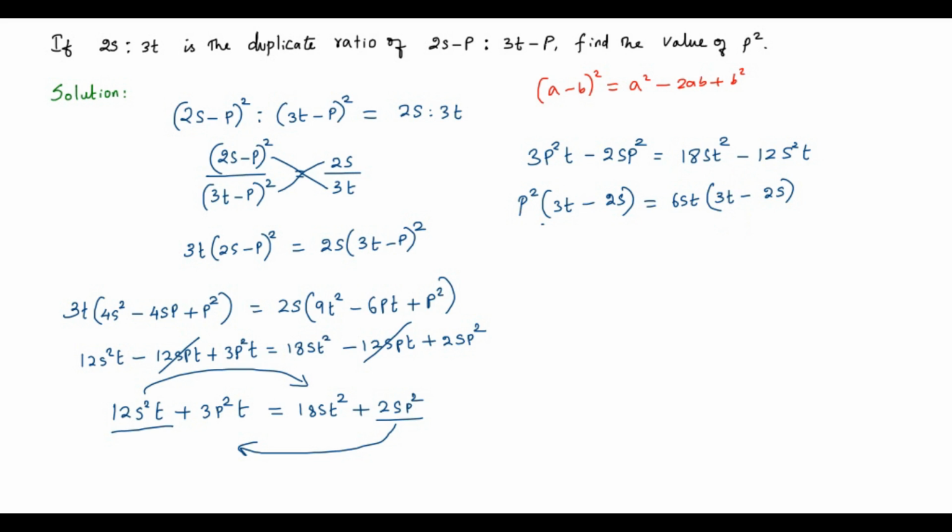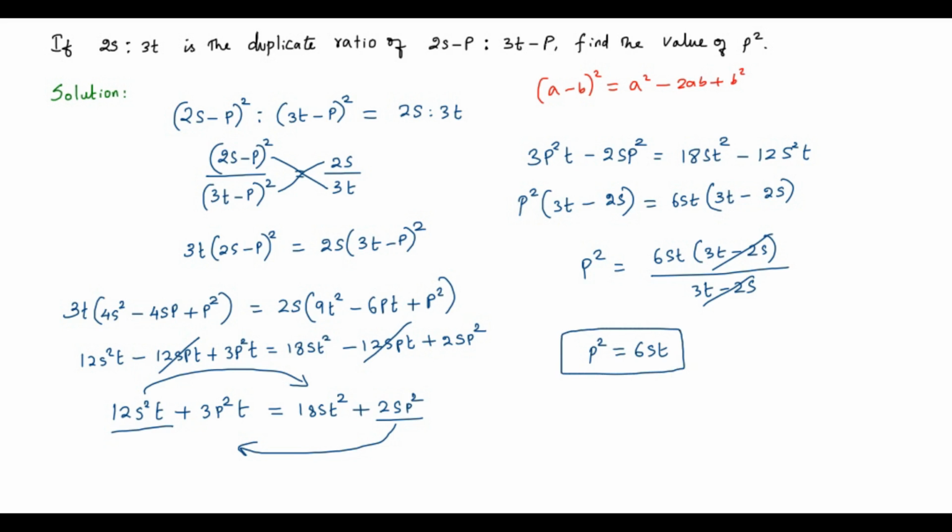Now my aim is to solve for p square, so I have to remove the term 3t minus 2s. Here 3t minus 2s is multiplied by p square, so if I take it to the right side of the equation, it will become division. So p square is equal to 6 st times 3t minus 2s divided by 3t minus 2s. We can cancel these out, and we get p square is equal to 6 st. So the value of p square is 6 st.